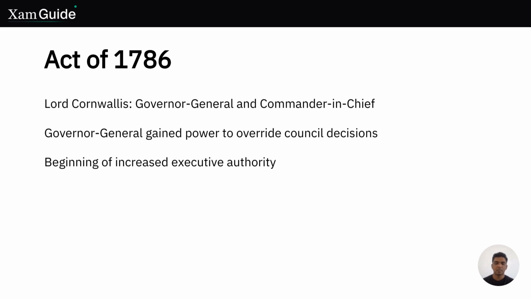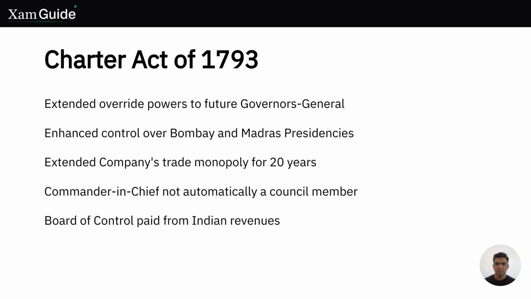This act granted the Governor General power to override council decisions in special cases. It marked the beginning of increased executive authority in British India, basically giving them more power to do whatever they wanted without much opposition. Charter Act of 1793.